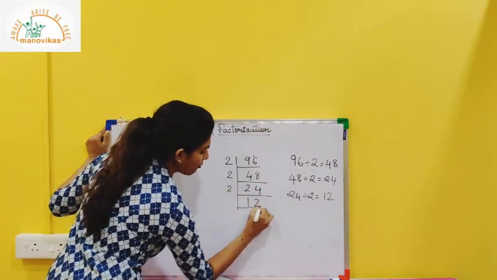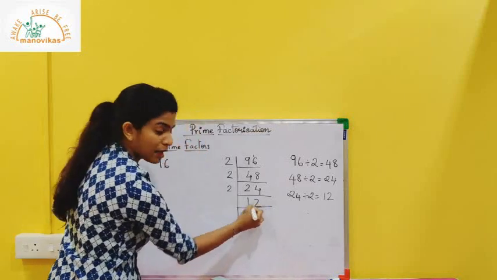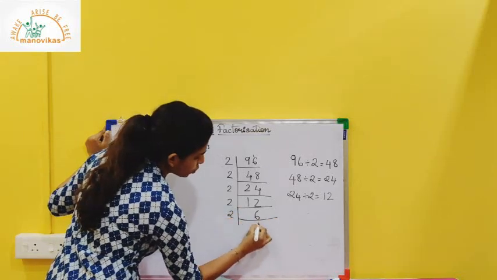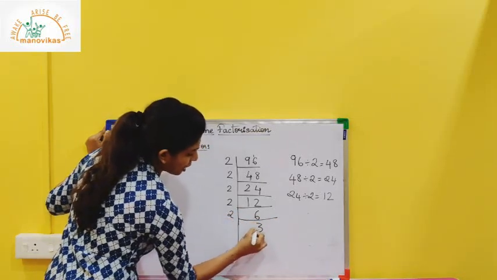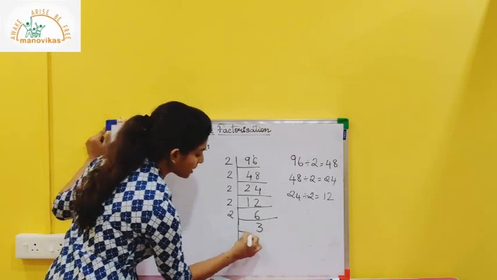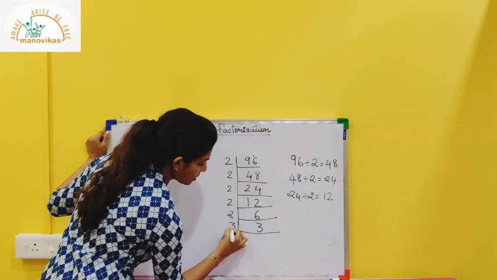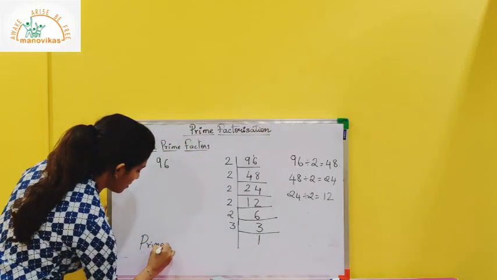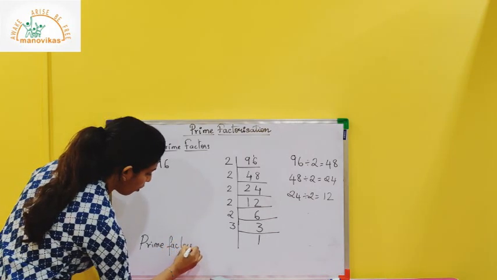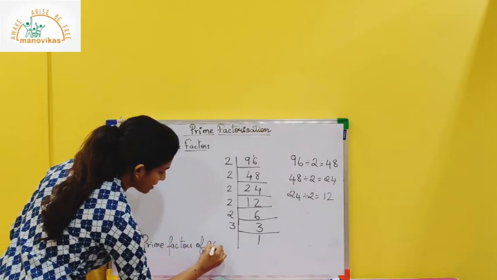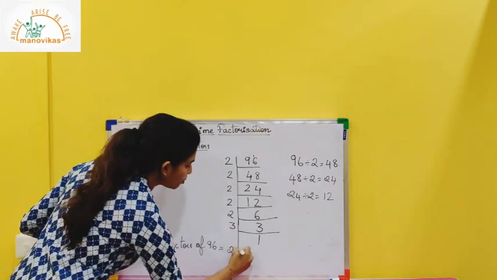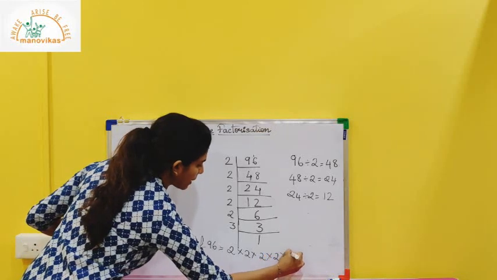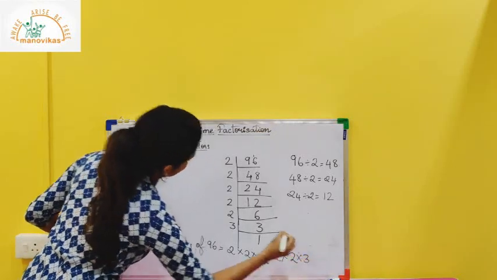2 2s are 4. Again, it's an even number. 2 6s are 12, as you know. 2 3s are 6. Now here you got 3. So 3 itself is a prime number. So 3 1s are 3. So the prime factors of 96 is equal to 2 multiplied by 2 multiplied by 2 multiplied by 2 multiplied by 2 multiplied by 3.